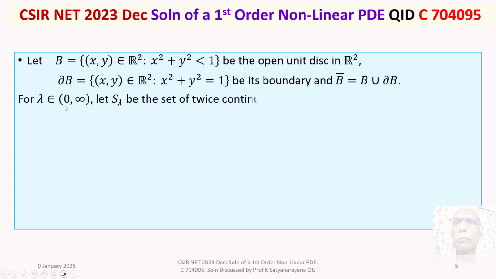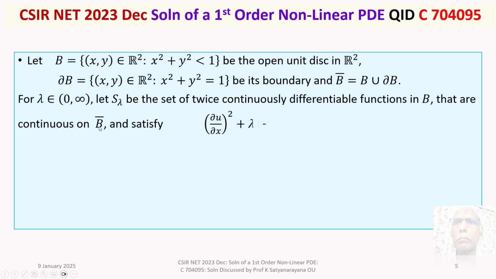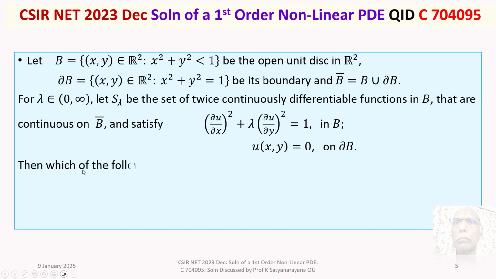For lambda belonging to the open interval 0 to infinity, let S lambda be the set of twice continuously differentiable functions in B that are continuous on B bar and satisfy (del u by del x) whole square plus lambda times (del u by del y) whole square is equal to 1 in B, and u of (x, y) is 0 on the boundary of B. Then which of the following statements are true?